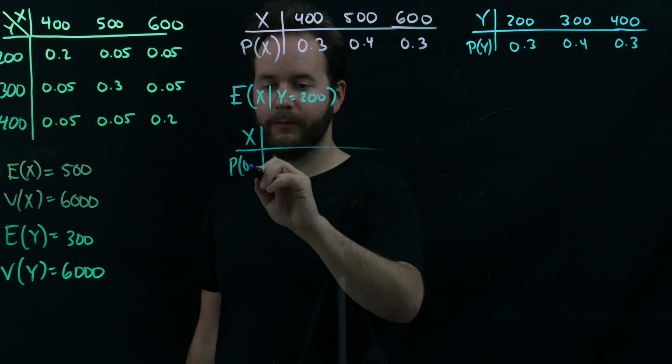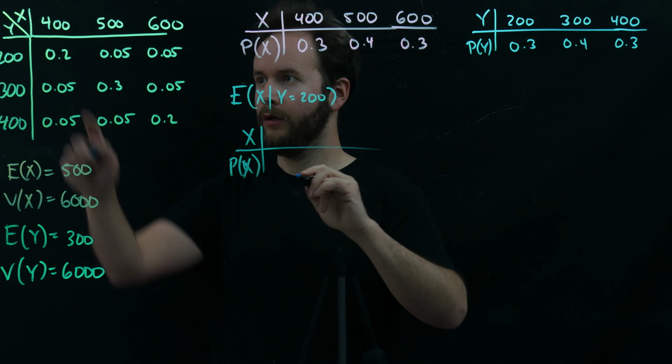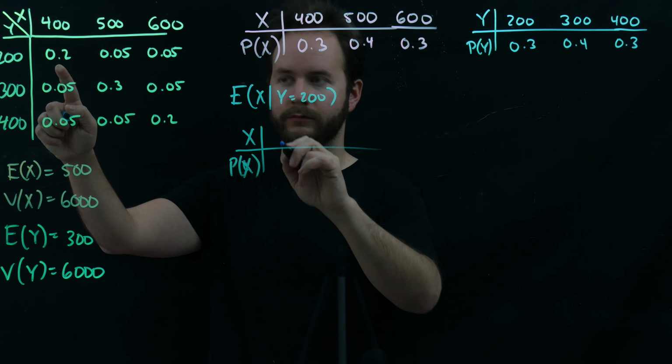The associated probabilities for those are, actually, let's go ahead and put the x values, 400, 500, 600, and 0.2, 0.05, and 0.05. The problem with this is these values don't sum to 1. These are all supposed to add up to 1 in order for this to be a distribution, but they don't. So how do we fix that problem?